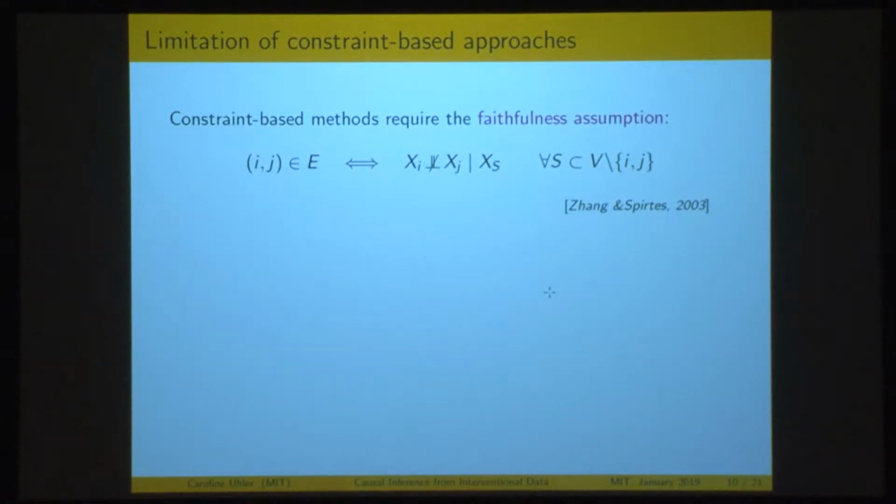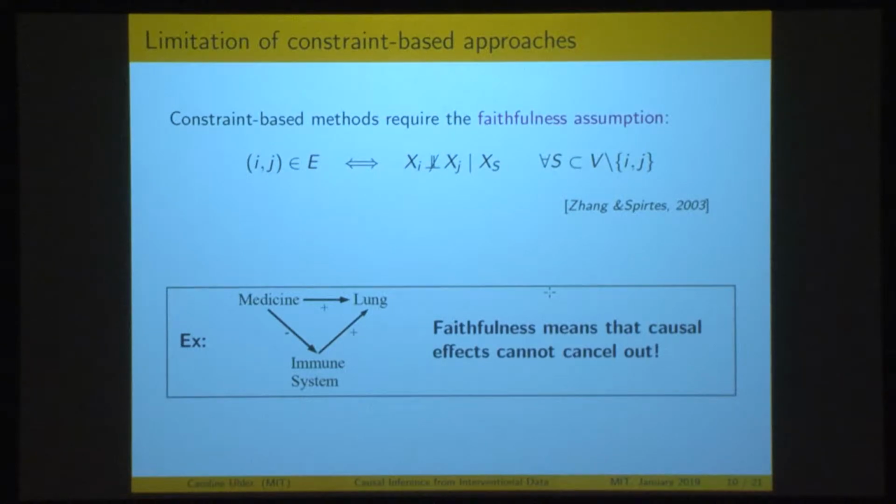And so why is this a strong assumption? Let me go over this with an example. Say you have some medicine, which has a positive effect on your lung functioning. But it also has a negative effect on your immune system. And obviously, if you have a well-functioning immune system, it will have a positive effect on your lung functioning. So it could happen that these causal effects just cancel each other out. If they cancel each other out, then you get that these two variables are independent.